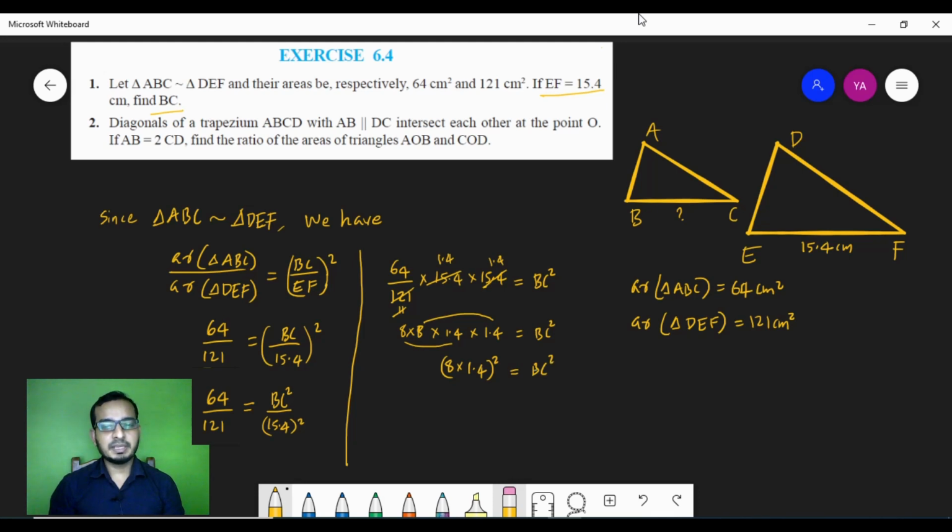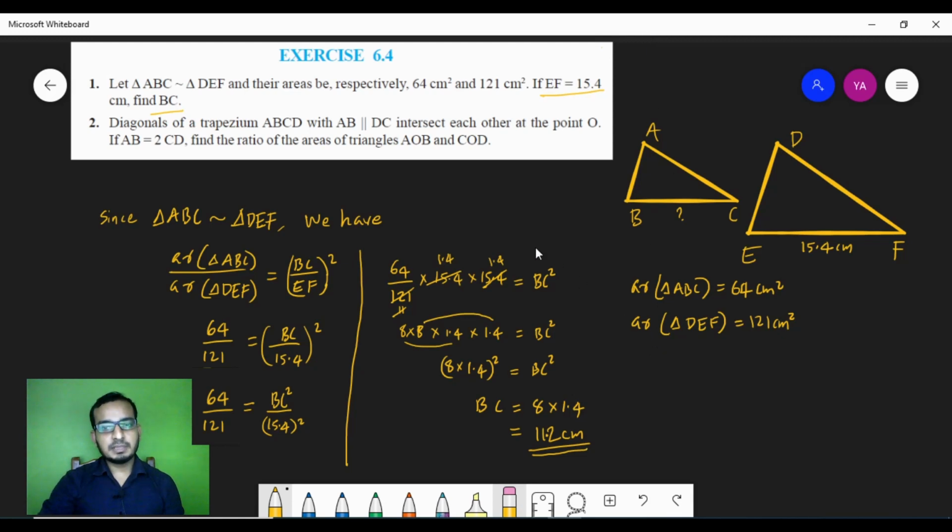So squares can be cancelled. So you will get BC is equal to 8 into 1.4. What is 8 into 1.4? I think you can multiply in your mind. We know 8 into 14, if you multiply, you will get 112. So 8 into 1.4 will be, you put the point one place to the left, so you will get 11.2. Unit is centimeter. That is the length of BC, the required length, 11.2 centimeter.